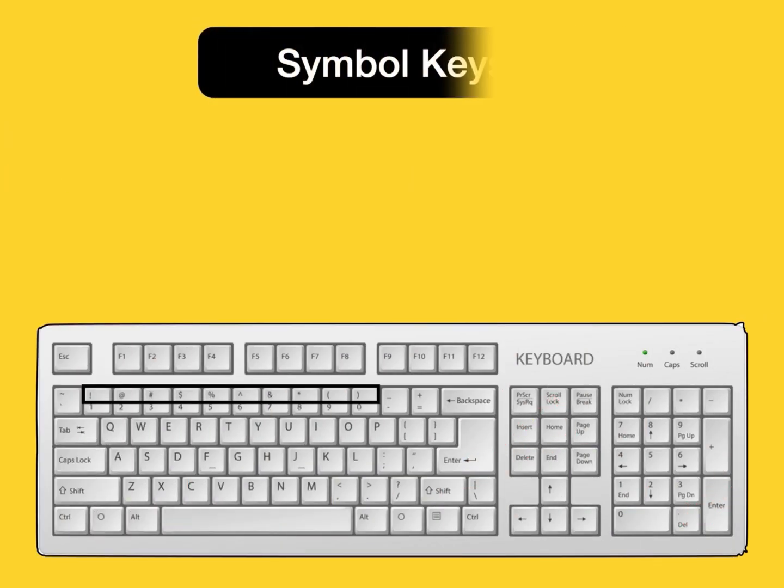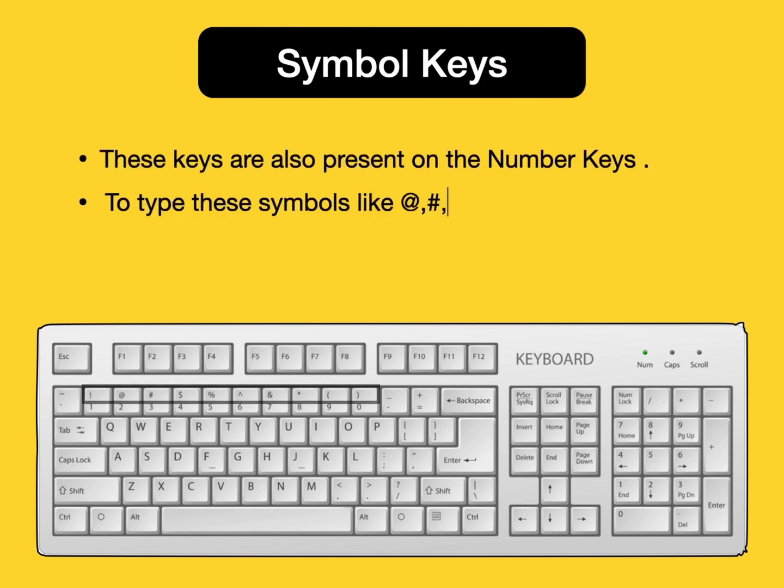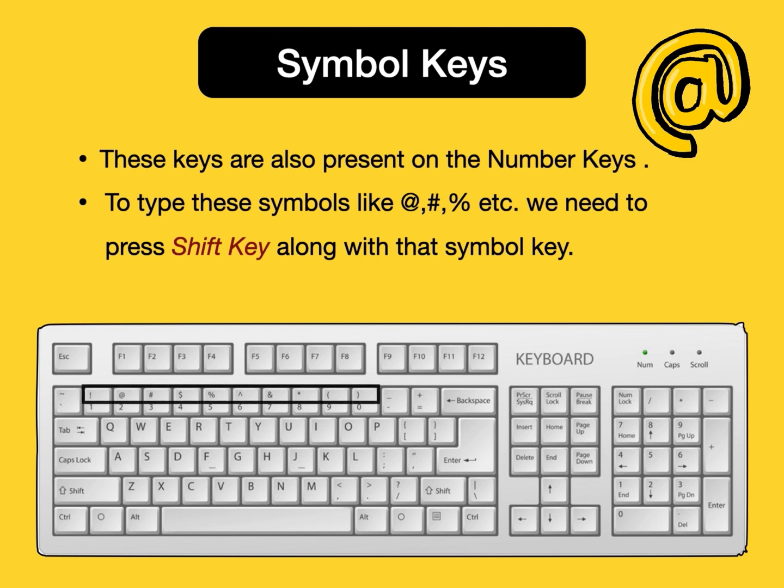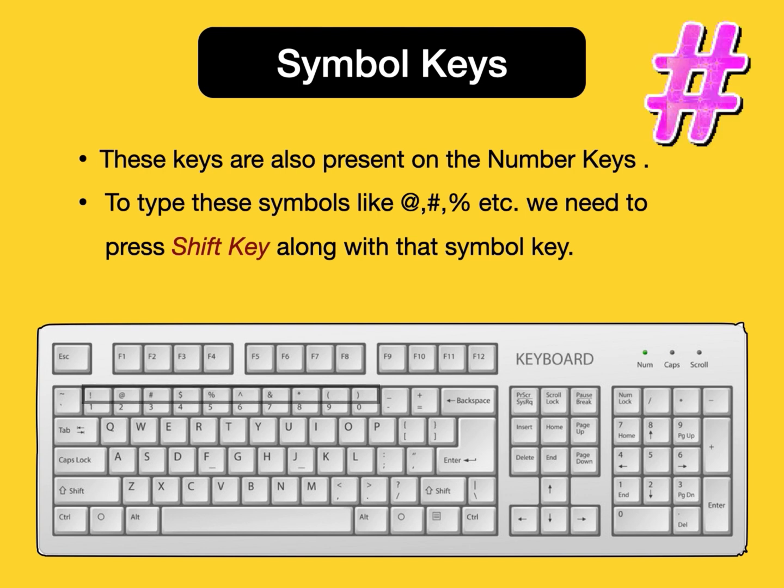Next one is symbol keys. We have various symbols present on the keys in our keyboard like @, hash, dollar, %, ampersand, star, brackets and many more. So basically these symbol keys are present on the upper part of the number keys, and to type these symbols we need to press the shift key along with the symbol key.